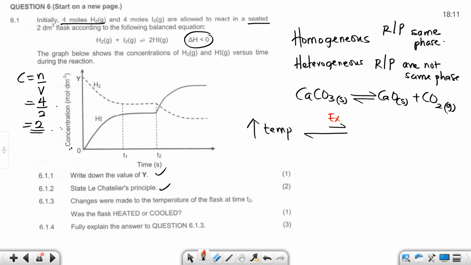All right. Exo and what? Is that fine with you guys? Okay. Let's check something here. They said a temperature change was made at T2. Let's see T2. There we go. What happened at T2? This is product, right? And this is what? Reactant. Oh, the product increased, I see.